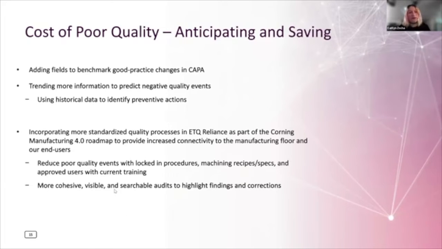So all in all, it's a journey, right? Cost of poor quality is something that is part of continuous improvement. It never goes away completely, but it's something that we're always working towards trying to reduce the amount that we have. And Reliance has been a huge factor for Corning to continue to work on this effort.